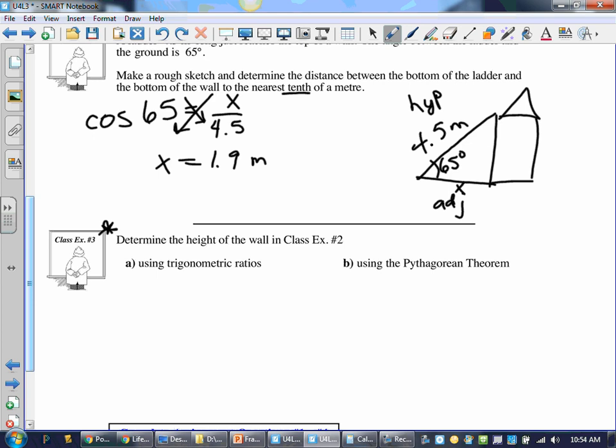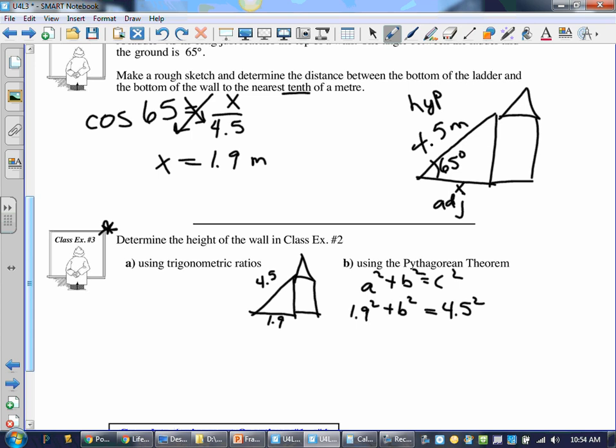Sure. Give a little picture. I can redraw it. Here's my little house. I know that this is 4.5. I now know that this is 1.9. You actually have two options. You could use Pythagorean theorem to solve it. A squared plus b squared equals c squared. I won't finish, but I'm going to write it down. What are your sides that you know? Well, you know C is 4.5. And you know, I don't care, call it A or B, it doesn't matter. So you can solve that and arrive at your answer.